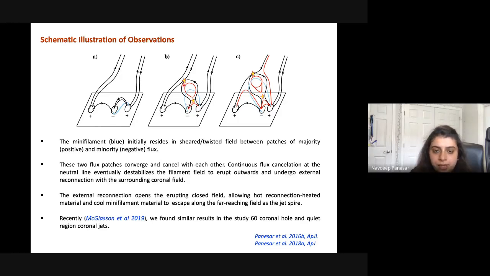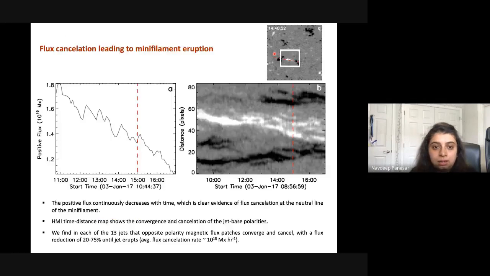As this field erupts outwards, it reconnects with the neighboring, oppositely directed field at this location, and it undergoes an external reconnection. This reconnection results in two new connections. One is this closed loop over the large dipole, and the second is this open field line. The newly reconnected jet material and cool mini-filament plasma escape along these open field lines and appear as a coronal jet. So if you lay AIA observation on top of this sketch, it matches pretty well.